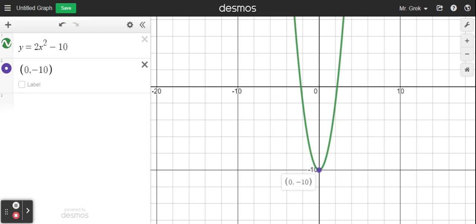So that's all we've learned about standard form, and over the next few lessons, we're going to discuss some other useful ways to write the equation of a parabola.